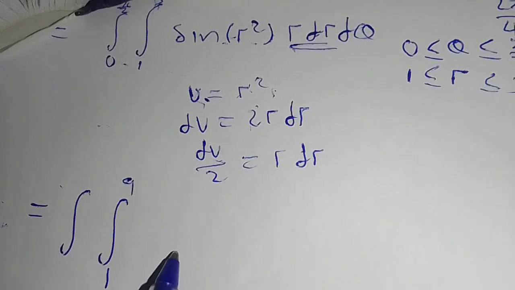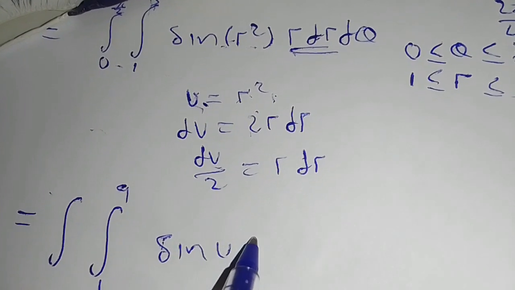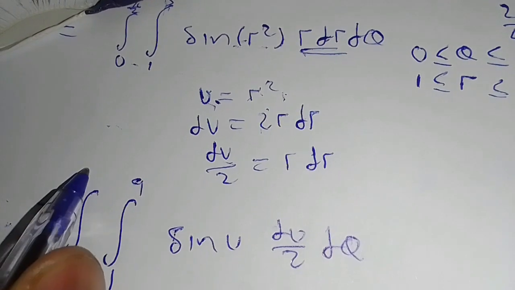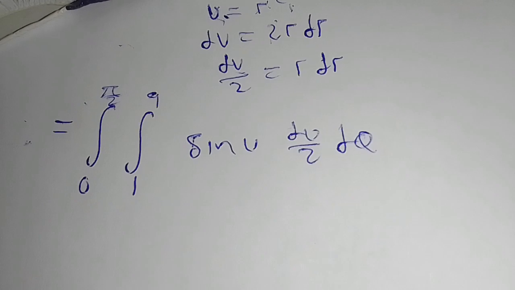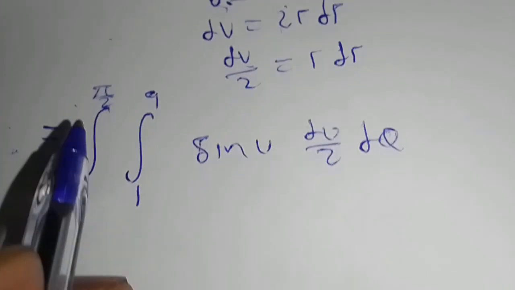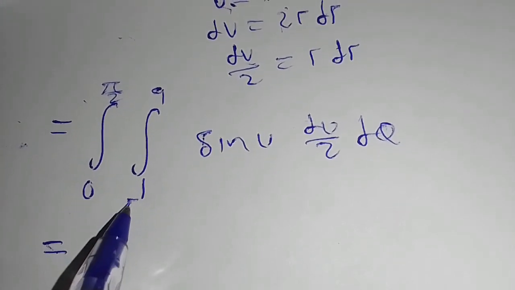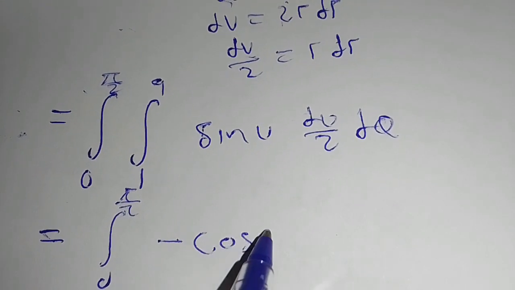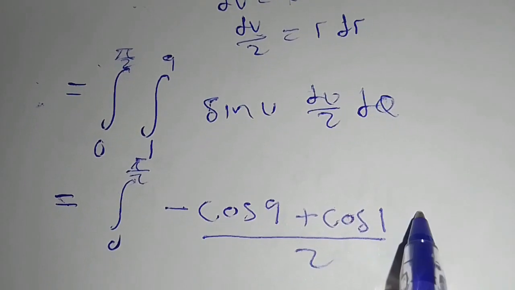And then you end up having sine u, then you have du over 2 d theta right there. Then you have 0 to pi over 2. Then the integral of sine is just going to give us negative cos, right? So from there we have the integral from 0 to pi over 2 of minus cos. So we're going to have negative cos 9 plus cos 1. Then you divide that by 2, then you have d theta right there.